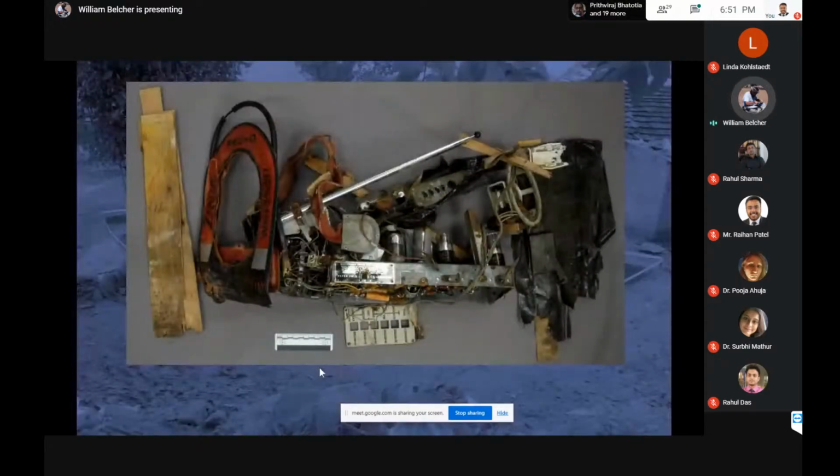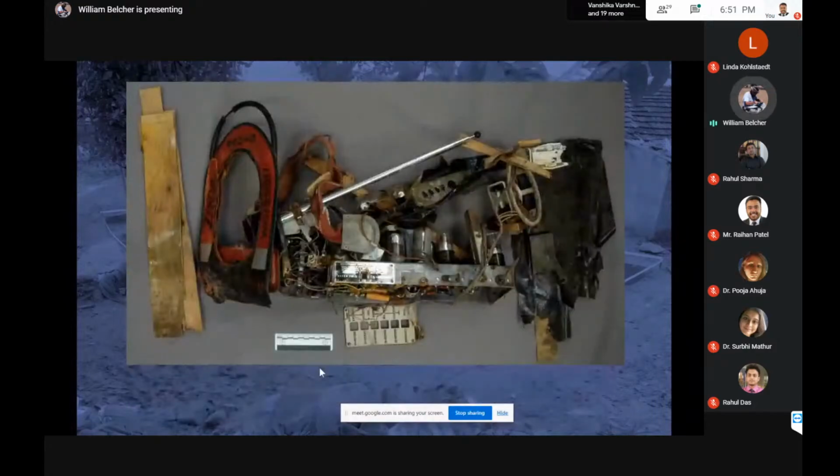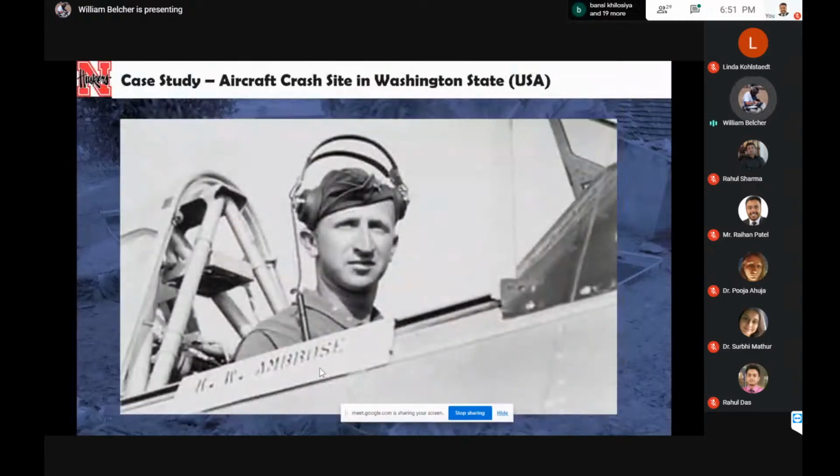The other thing that we found associated with his personal belongings in the baggage compartment of the aircraft was the remains of a ham radio, or a personal radio that he was using. This is what it looked like. That's what we found. And this is K.W. Ambrose, a photograph of the pilot sitting in that aircraft. So we were able to recover the remains, return them to the laboratory, and identify this individual through a combination of the archaeology, the analysis of the artifacts, and the analysis of the human remains with DNA.